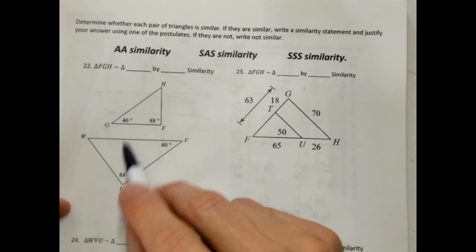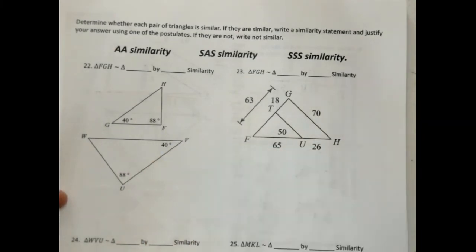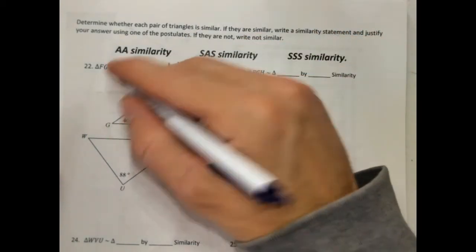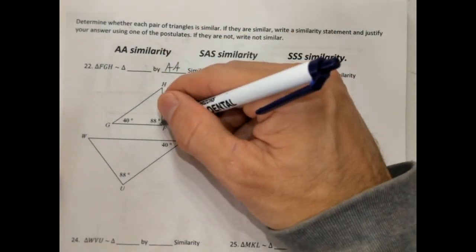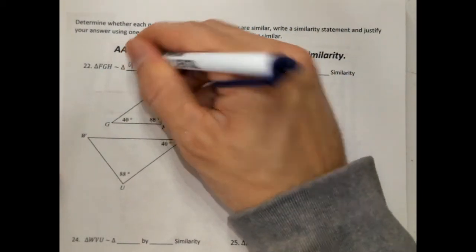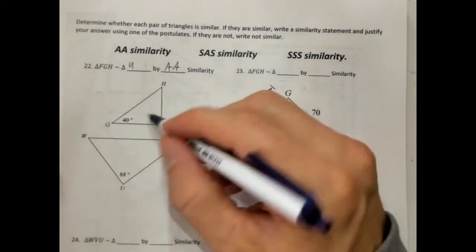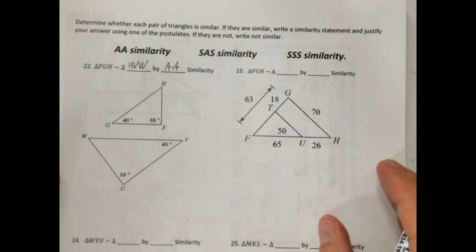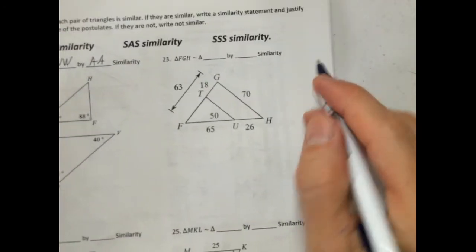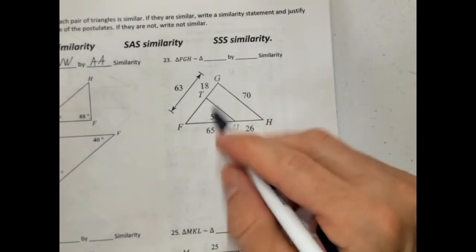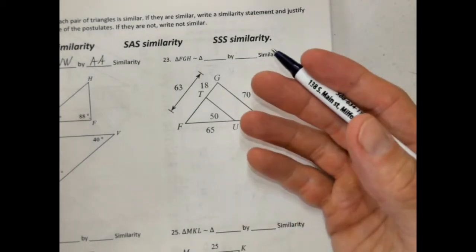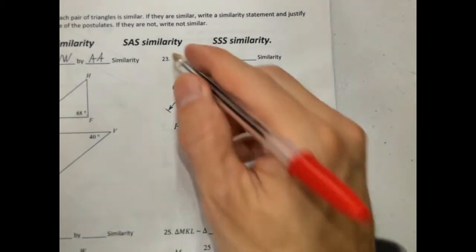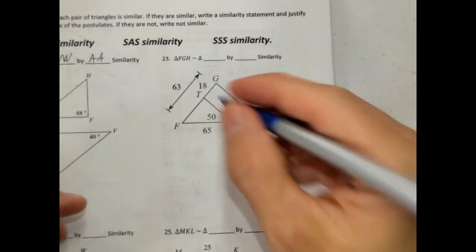So here we have two angles that are congruent to those. Therefore, they are similar because of angle-angle. Straightforward. FGH. So F is 88, U is 88, G is 40, V is 40, and then W would be the last letter. Okay? This one here, they don't give us any angles, but they do give us all the sides, so we're going to have to make a proportion with all three ratios.